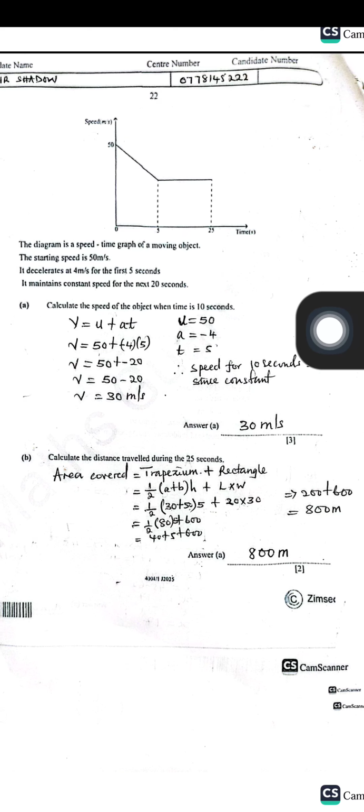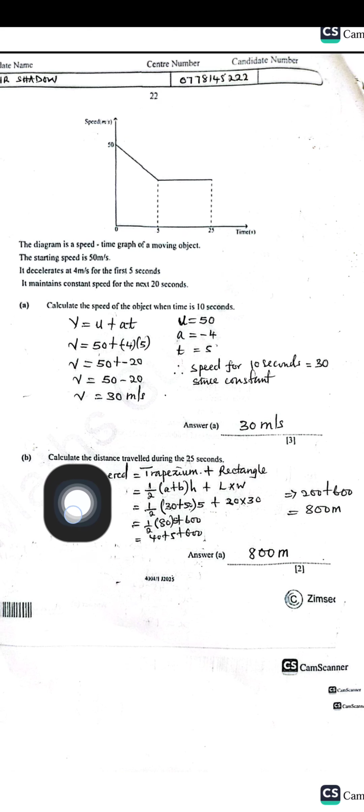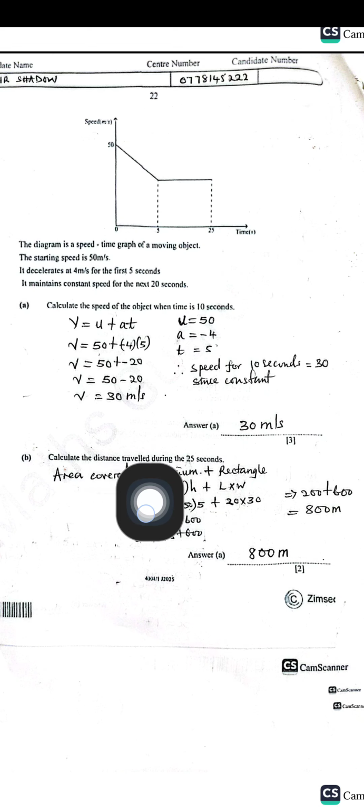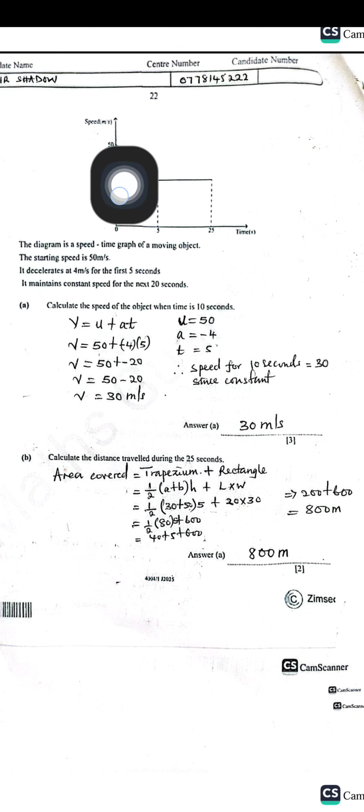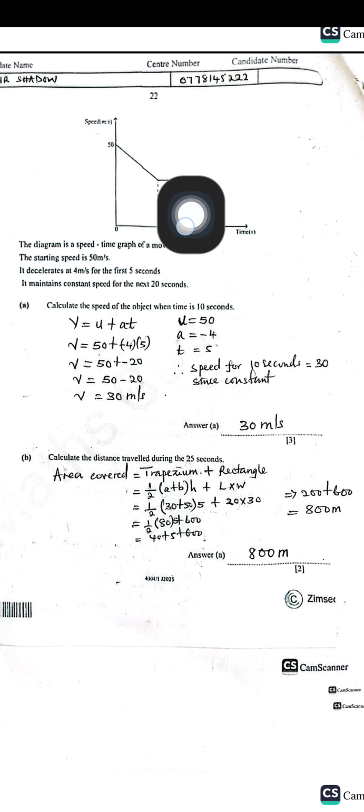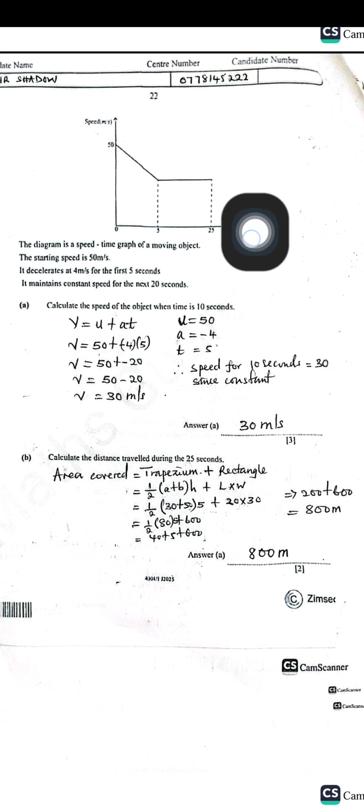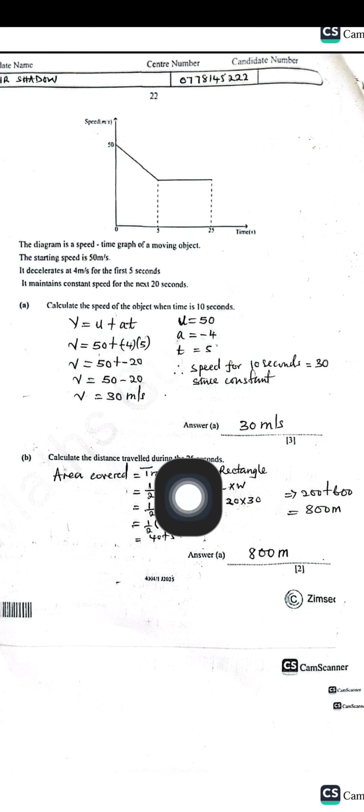Right. Let's consider part B. Calculate the distance traveled during the 25 seconds. Distance traveled from 50, then at this point where time is 5 up to 25. So I want to find the area under the graph.